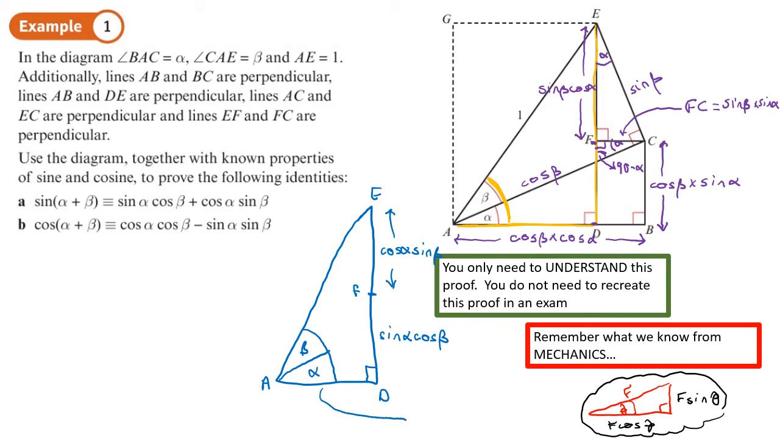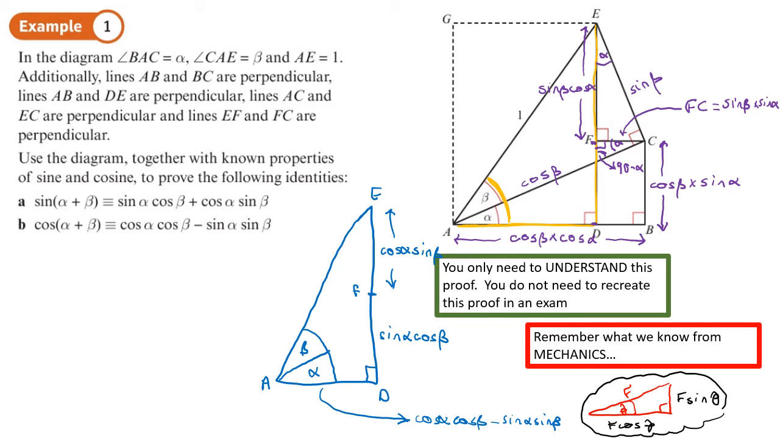Now this side down here, A to D, well, A to B is cos alpha cos beta, but we need to take off, so we know the length from A to B, but we need to take off the length from D to B, which is FC, which is this. So this is the length all the way from A to B, but I need to subtract the bit at the end because I don't want the bit from D to B, and that is sine alpha sine beta.